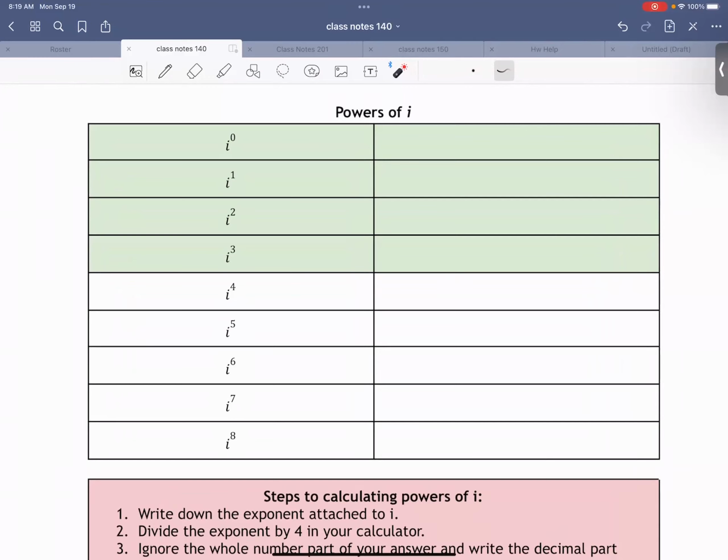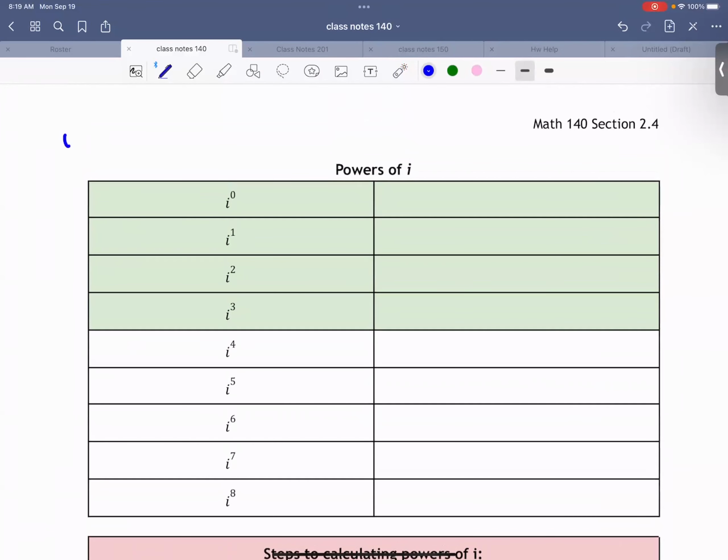Now remember, i is the same thing as the square root of -1, okay? And square root powers work the same with negative numbers inside of them. So let's just keep going. i to the 1st power is just i, right? i squared, we said, was -1. What do you think i to the 0 power is? 1, right? Anything to the 0 power is 1.